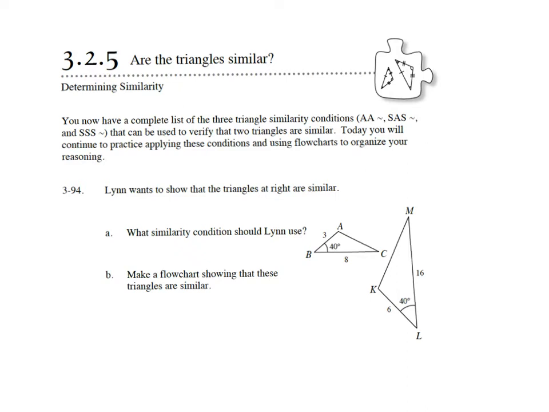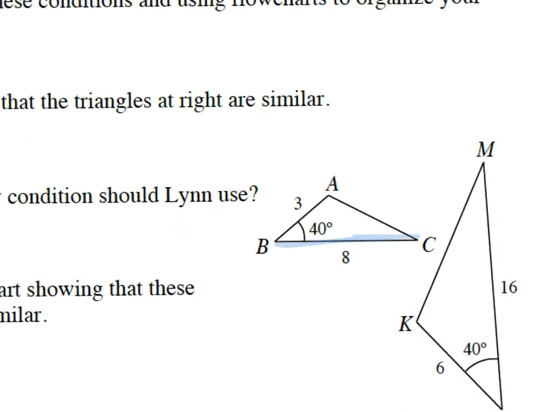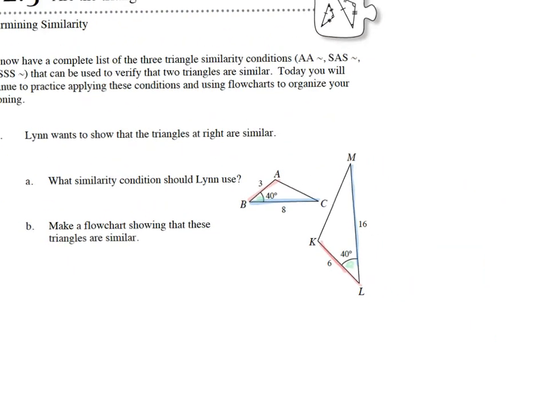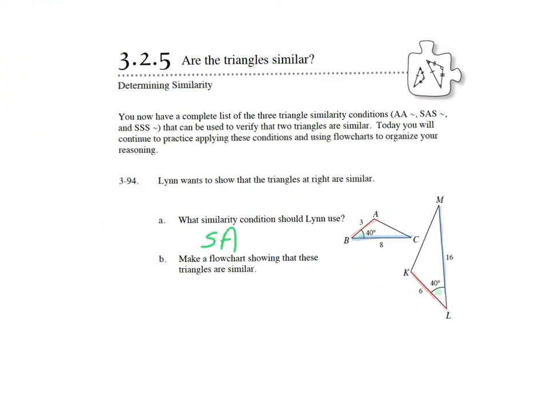So problem 94 is a great practice problem. It says Lynn wants to show that the triangles at the right are similar. What similarity condition should Lynn use? As we look at this, hopefully you can recognize that we have this side here and this side here that correspond with one another as the two longest sides. Then the shortest side would correspond with this short side of the triangle. And then we also have this angle in the middle of both triangles. So this is a perfect candidate for us to use side, angle, side similarity to justify that those two triangles are similar.